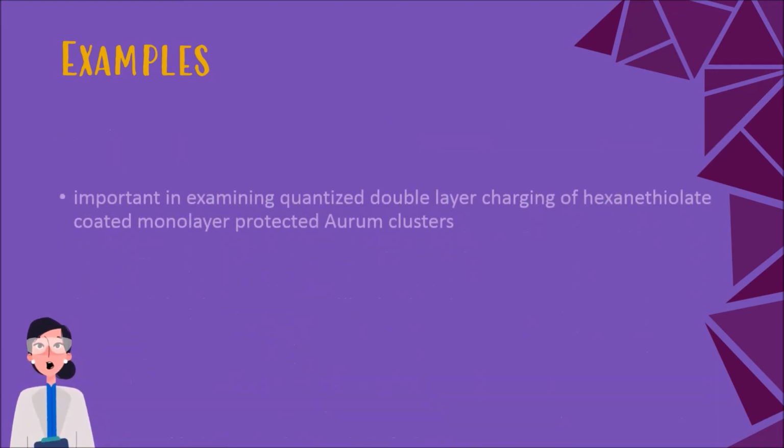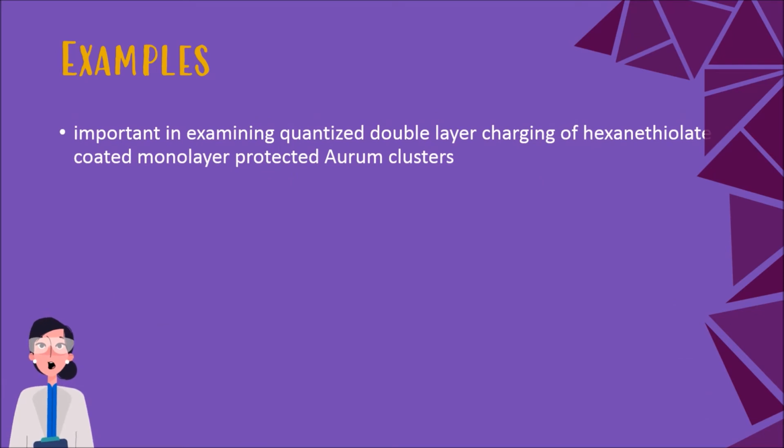It is also important in examining quantized double-layer charging of hexane thiolate-coated monolayer protected aurum clusters. It provides necessary resolving power by suppressing background currents to separate out all 13 peaks related to aurum clusters' core charging. This helps to make the tough peaks to become visible. This highlights the power of DPV.